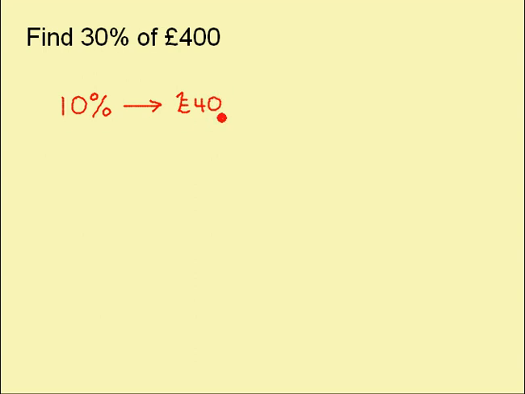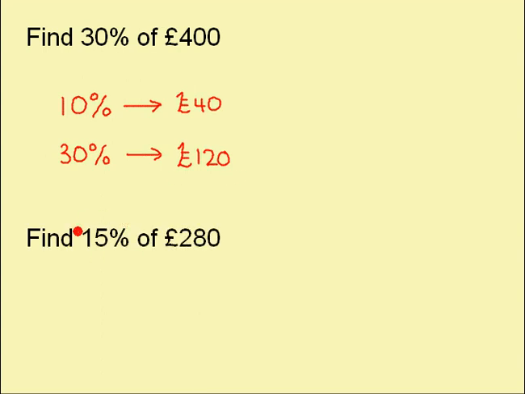You can now use this 10% as a building block to create the percentage that you're actually after. I want 30%. I multiply 10 by 3 to get 30, so I need to multiply this by 3 as well. I get £120. So 30% of £400 is £120.